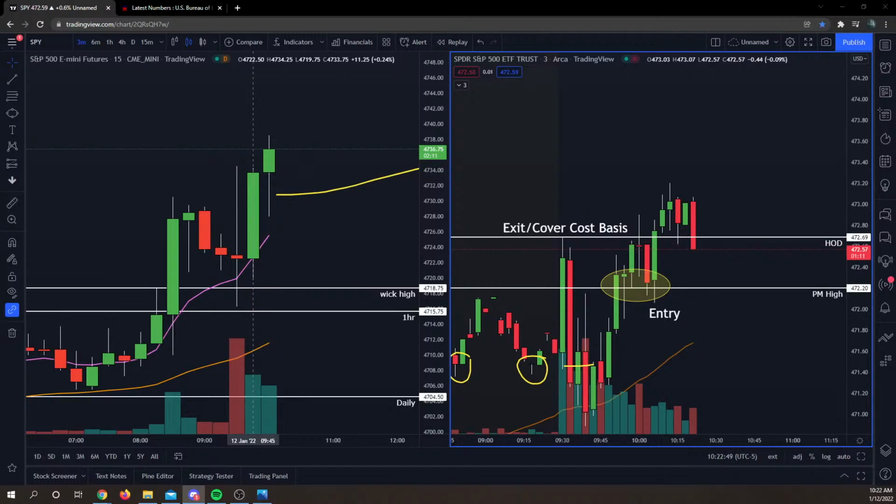So at this point, if you had taken calls at the pre-market high, you had exited at our high of day as anticipated. We were making a new high of day. We've already covered our cost basis. Now we're still well above our entry, still 40 cents over our entry, and we're just sitting on profit. You can take this profit whenever you feel. It's completely up to you, because you've already covered what it costs to enter the position.